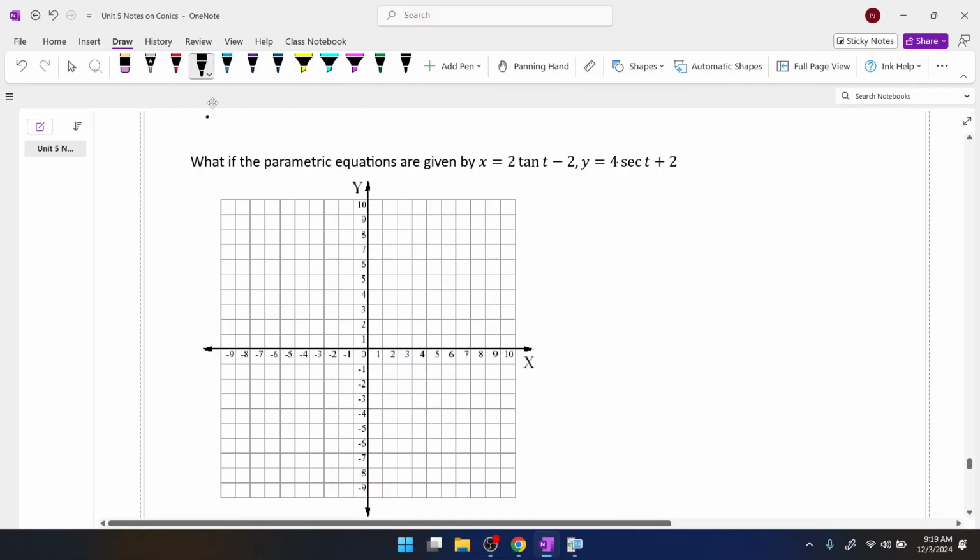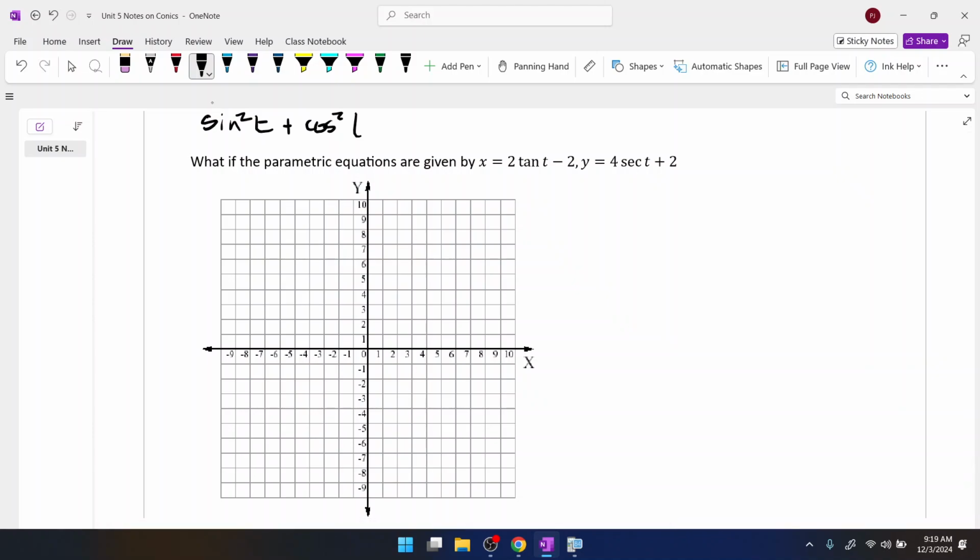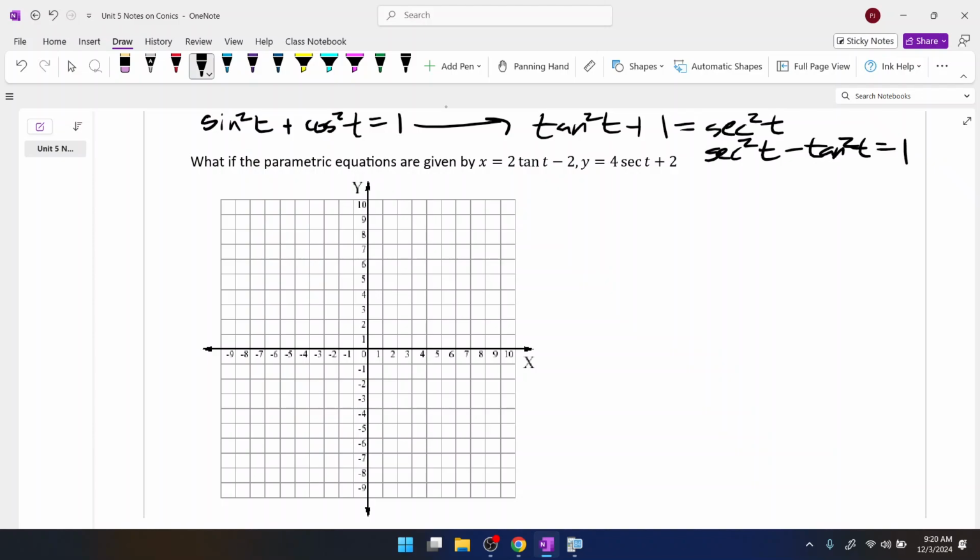All right, so here's the thing. Of course, you know sine squared t plus cosine squared t is going to equal 1. And if we divided everything by cosine, what that's going to give us is tan squared t plus 1 equals secant squared t. Or basically, secant squared t minus tan squared t will equal 1. So this is going to be a hyperbola.